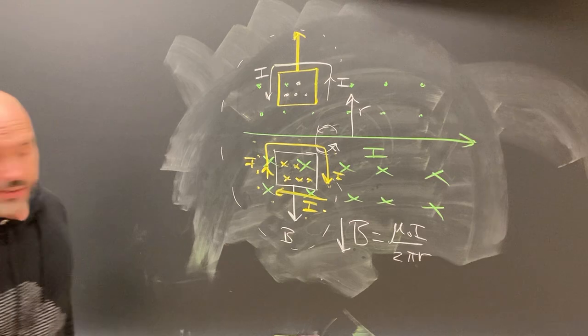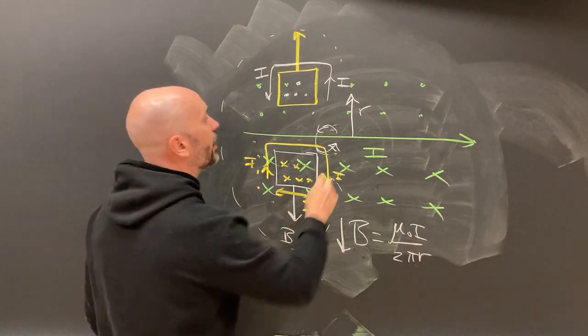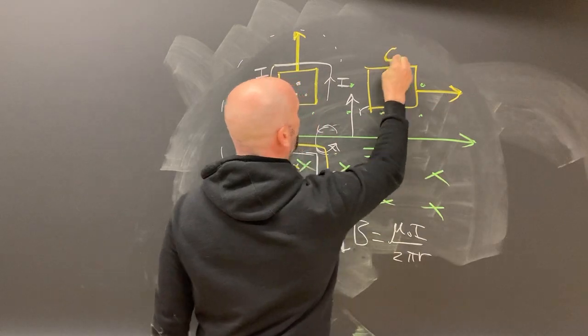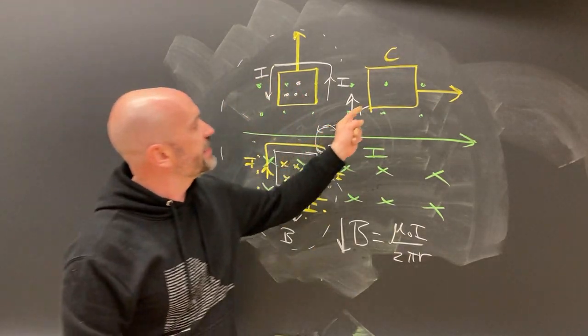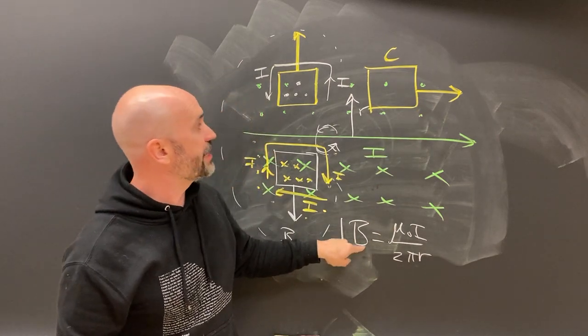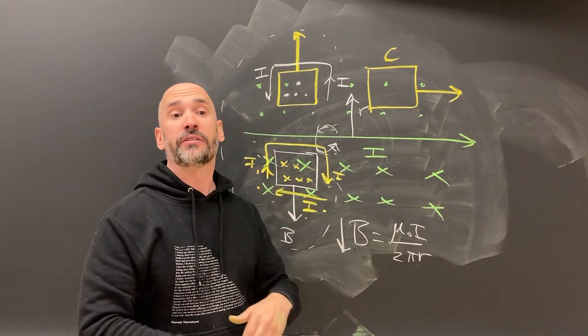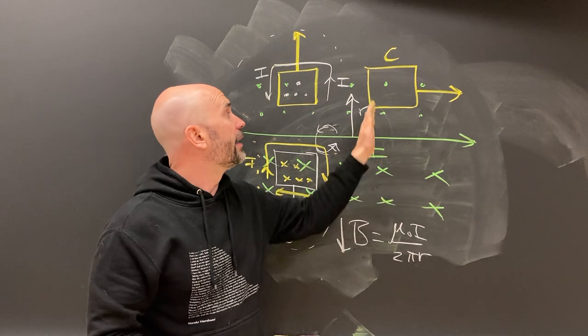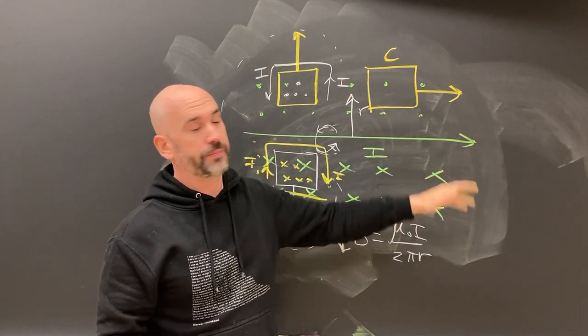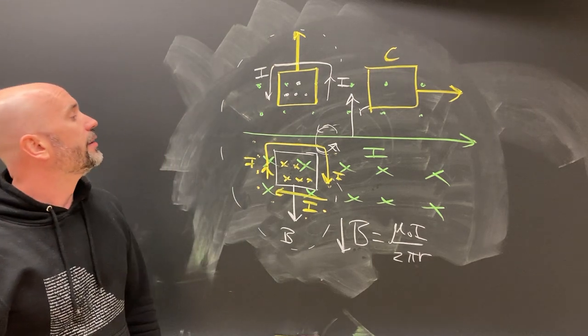Now, in the case of C up here, you're being pulled laterally. It's a little bit different. In this case, r stays the same the entire time, which means B field stays the same. If B field stays the same, there is no induced current and the little loop stays happy.